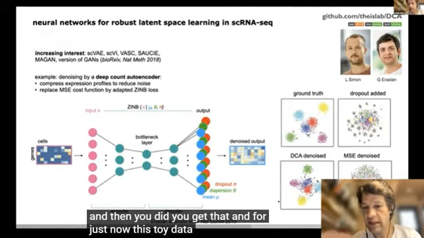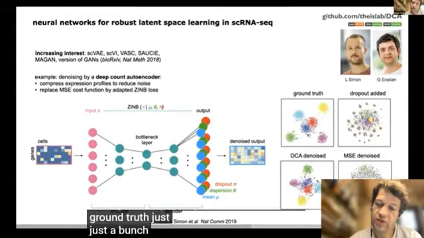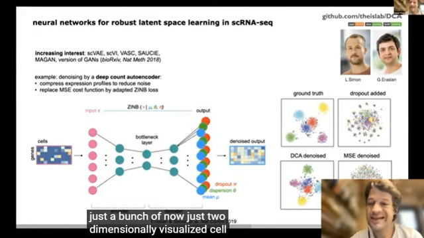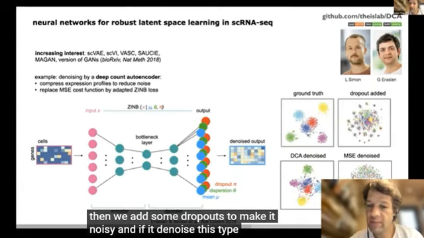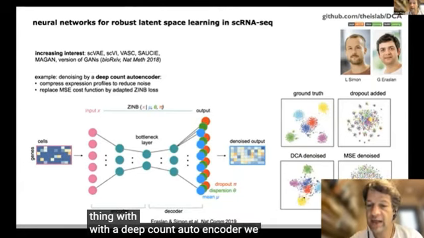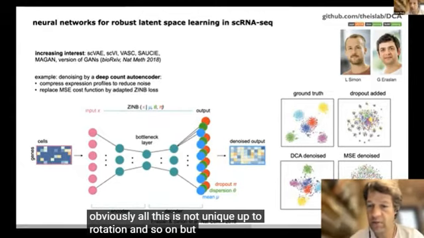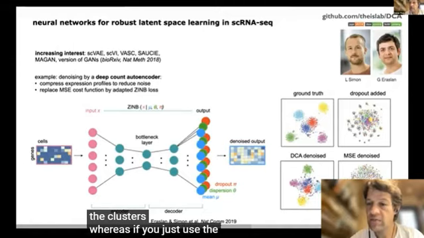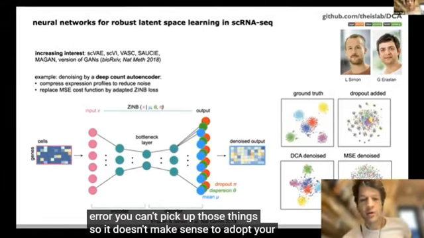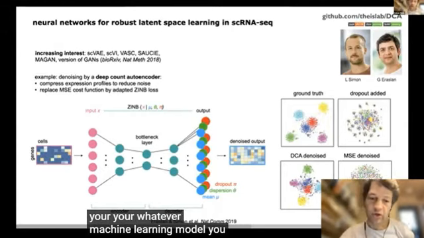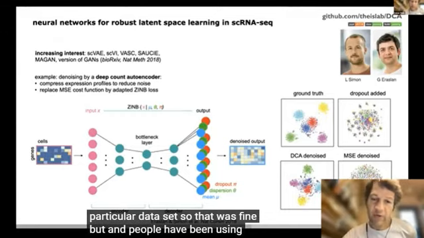For this toy data, I won't show you many examples. In this case, we have ground truth, just a bunch of two-dimensionally visualized cell clusters. Then we add some dropouts, we make it noisy. If we denoise this with a deep count autoencoder, we get the cluster structure more or less. Obviously, all this is not unique up to rotation and so on, but you get the clusters. Whereas if you just use the mean squared error, you can't pick up those things. So it does make sense to adapt whatever machine learning model you choose to the particular data set. People have been using it for that.